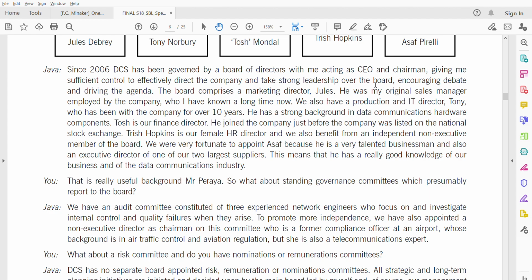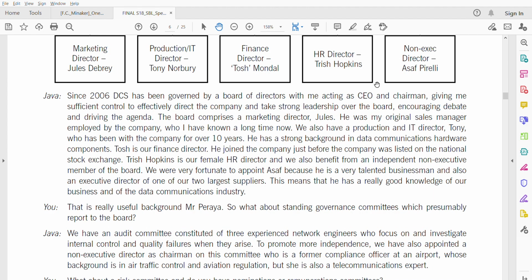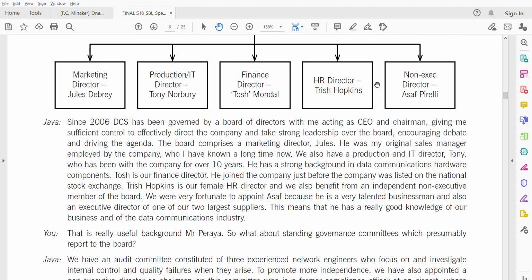And we also benefit from an independent non-executive member of the board. We were very fortunate to appoint Akther because he's a very talented businessman and also an executive director of one of our 2 largest suppliers. Can you see, when you see this board, can you see something? Out of the 5 directors, only 1 director is non-executive director. This is against the corporate governance rule, by the way. You are at least supposed to have 50% of executive and 50% of non-executive director on the board.